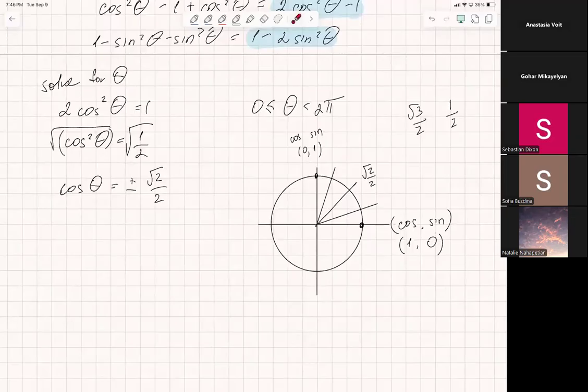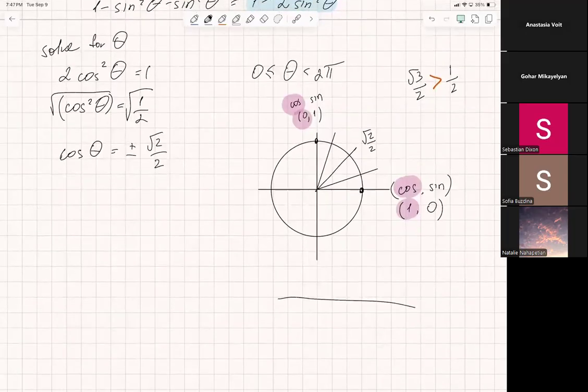Now remember that we have the square root of 3 over 2 and 1 over 2. This is where students usually make mistakes. They're mixing up which is cosine, square root of 3 over 2 or 1 over 2. If we look at the cosine only, you see that we have 0 here and 1 here. Which one is greater in magnitude, square root of 3 over 2 or 1 over 2? So this one is greater, right?